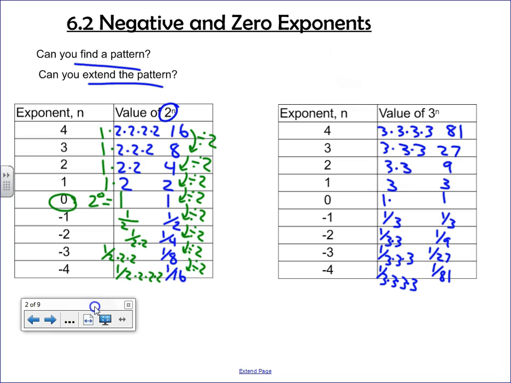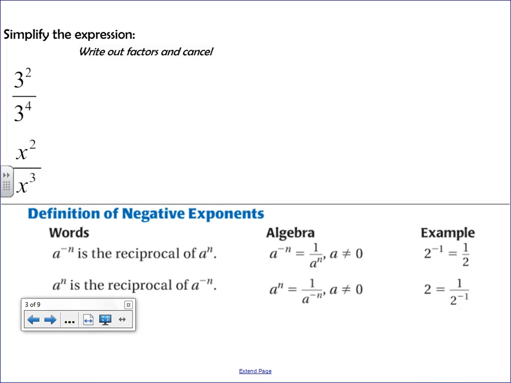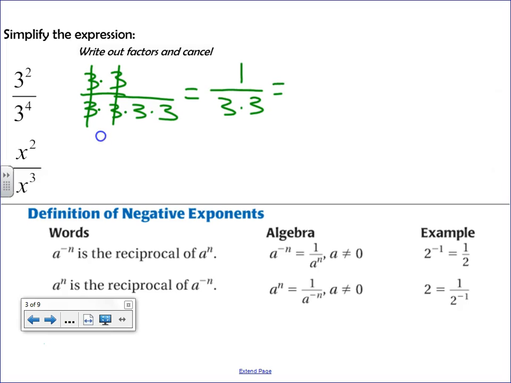The power of 0 shows us that anything to the power of 0 is 1, because everything has that factor of 1. So let's get some more of that definition of negative exponents. Let's expand, write out, and see what happens. So 3 squared over 3 to the fourth is 3 times 3 over 3 times 3 times 3 times 3. Divide, we get a factor of 1 for those. So we have 1 over 3 times 3. So that would be 1 over 3 squared.